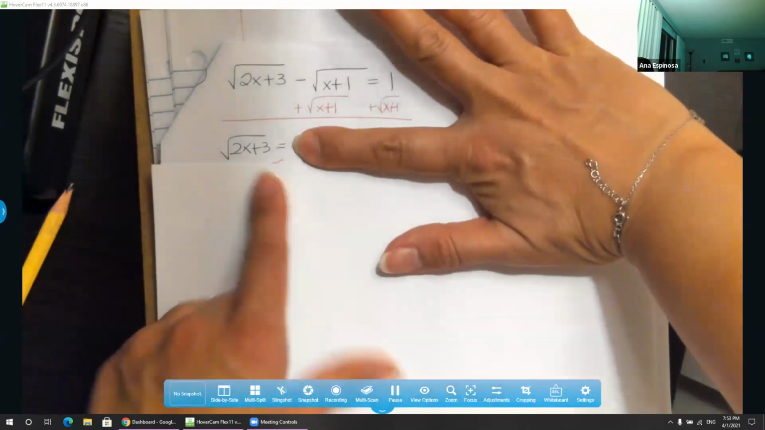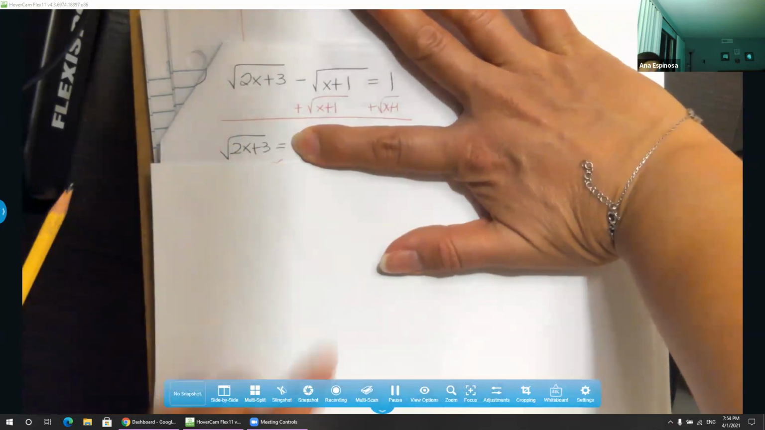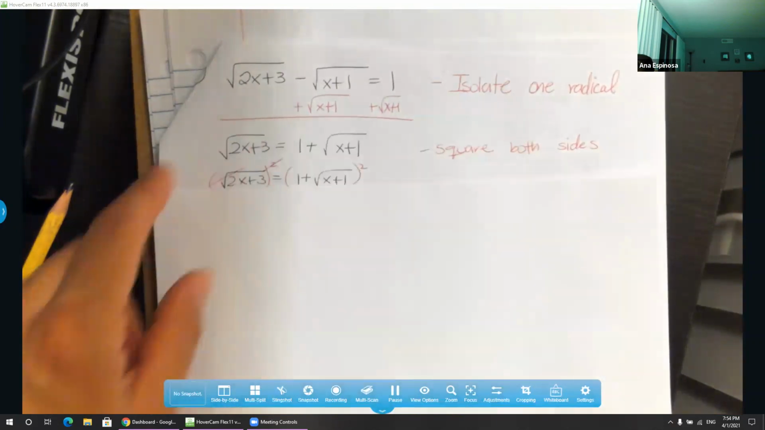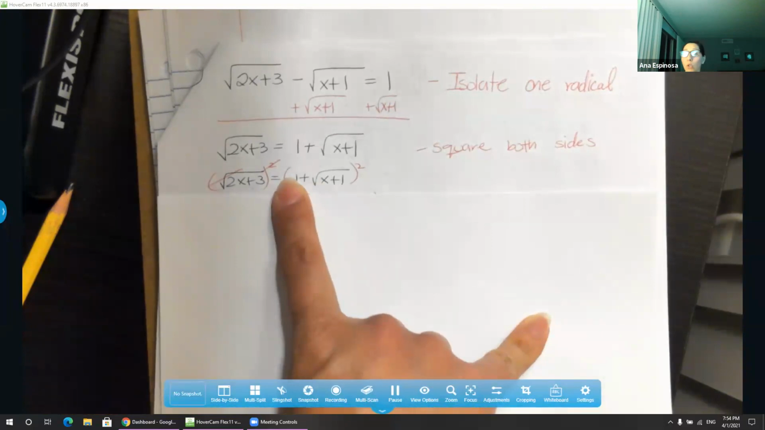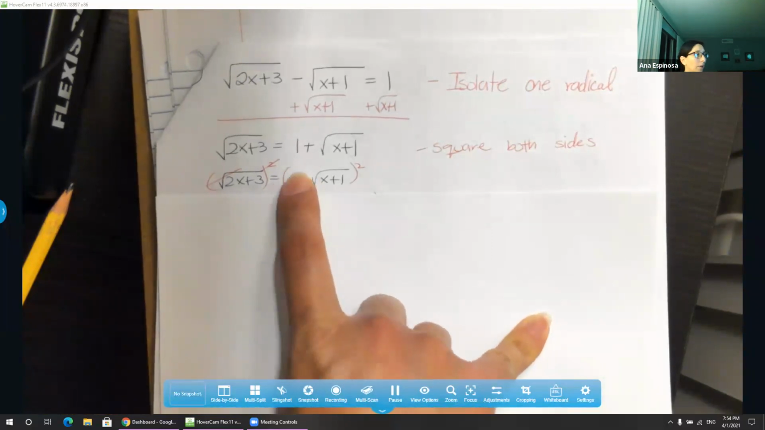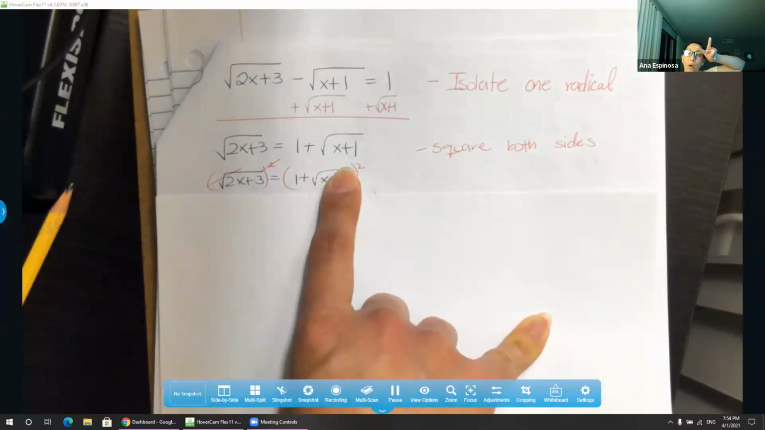So I'm not focused on this one. I'm just focusing on this one. How do I get rid of this radical? I'm going to square. So square both sides. Bam. Now, when you do this, this is a binomial. It's got one term here added to another term. That's 2 terms. That qualifies as a binomial. So you're going to have to FOIL.